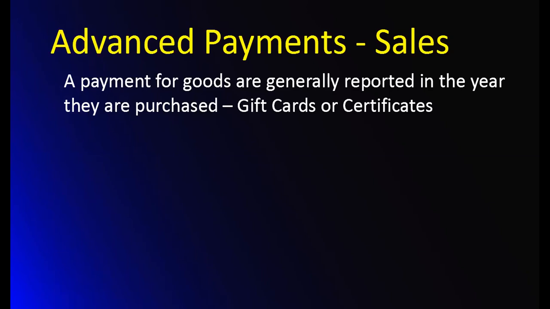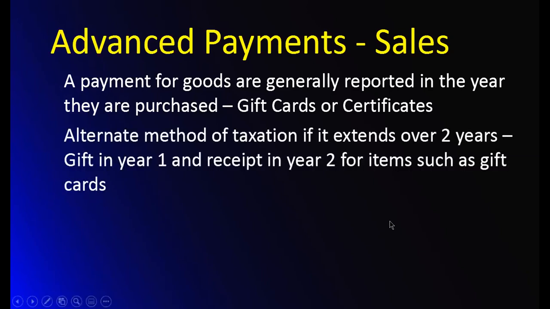You'd report the payment, the selling of the card, the year it was sold, but the goods bought with the card not until the year they were purchased. Now here's how it goes. It turns out there's an alternative tax method if the taxation extends over 2 years. In other words, if it is bought in one year and received and used in a second year, like a gift card, I get an alternative tax method, where I more or less get to choose what tax year it will fall into.